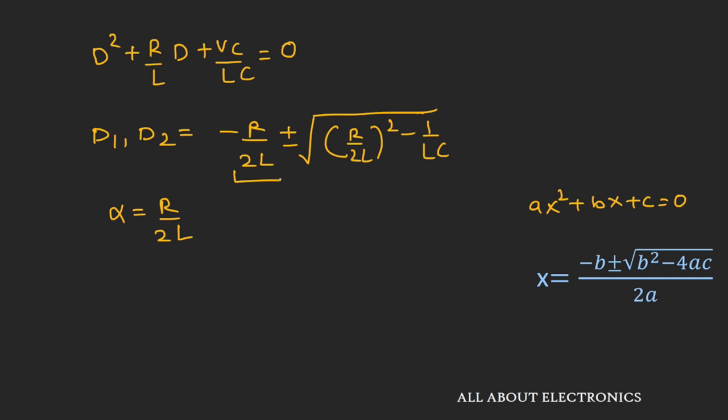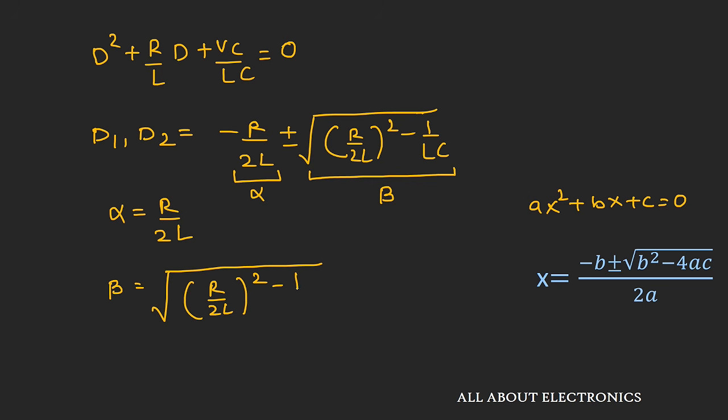So let us say this R over 2L is nothing but alpha, and this term which is under the root, let's say it is beta. So beta is nothing but the square root of (R over 2L) whole square minus 1 over LC. So we can say that D1 is nothing but minus alpha plus beta, and D2 is nothing but minus alpha minus beta.